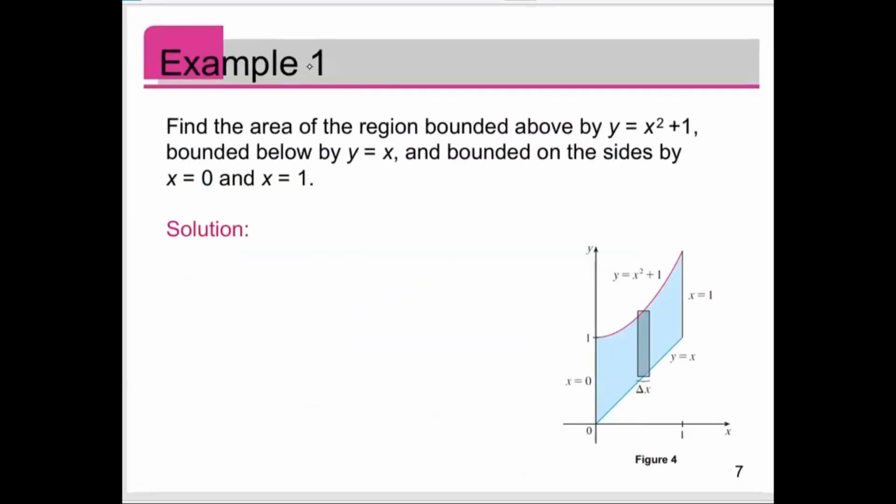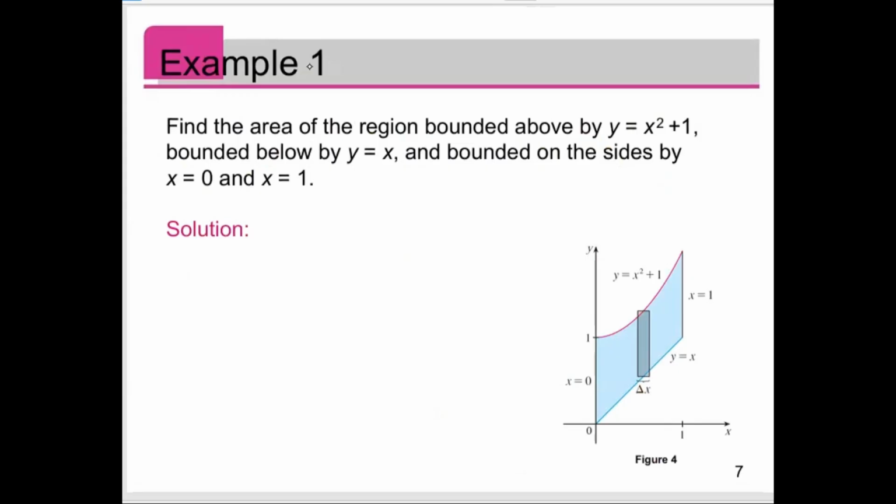All right, so let's take a look at one example on how to perform the calculation. This is more related to your exam or your test. We want to find the area of the region bounded above. It's being stated here, but in a test it might not be stated above or below. You have to decide on your own. Find the area of the region bounded above by y equal to x squared plus 1, bounded below by y equal to x, and bounded on the sides by x equal to 0 and x equal to 1.